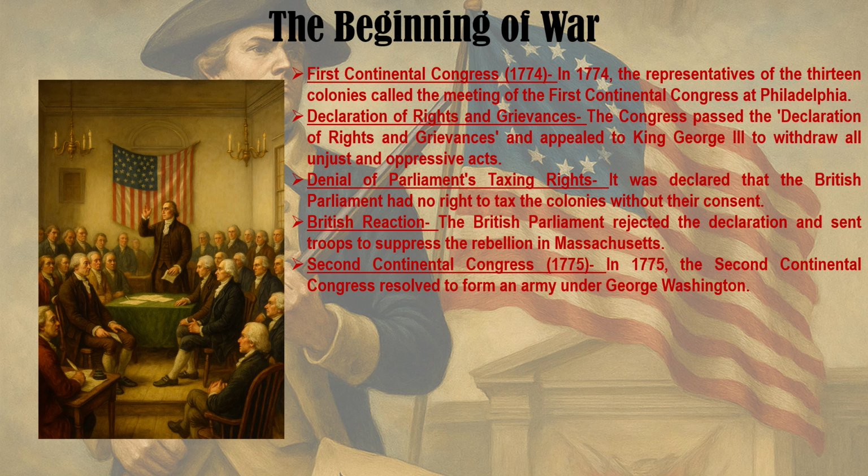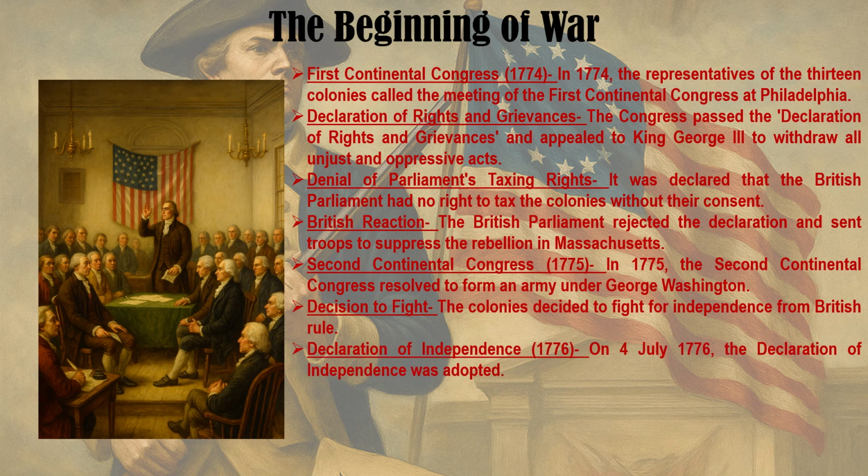So now the Americans became convinced that requesting the British government to do anything good will not help. We also need to fight. And who will be the leader? George Washington. So an army will be formed under George Washington. The colonies decided to fight for independence from British rule. So all the colonies came together, they formed a military and they decided to fight because requests did not have any effect on the British rule.